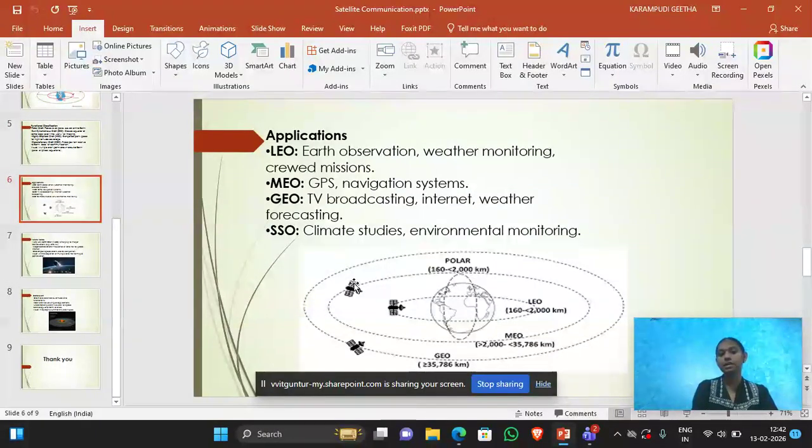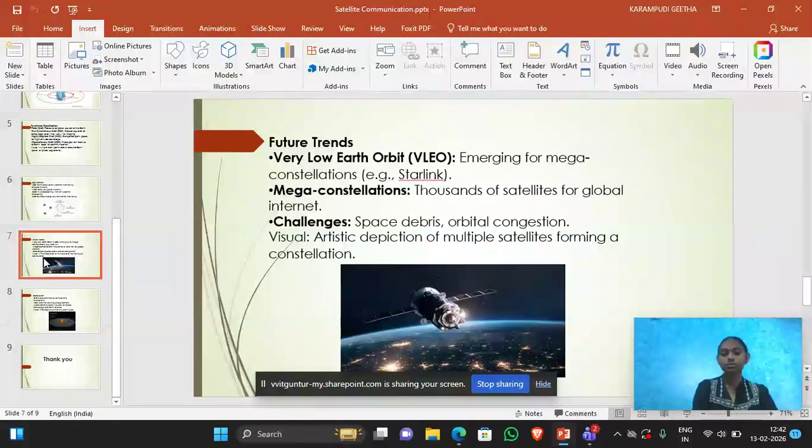These are the satellites rotating and how they are placed. And next, the future, what we will see in our future. In future, maybe satellites will be like rockets, going and also returning. It may be possible in our future. Yes, research has also started for that.